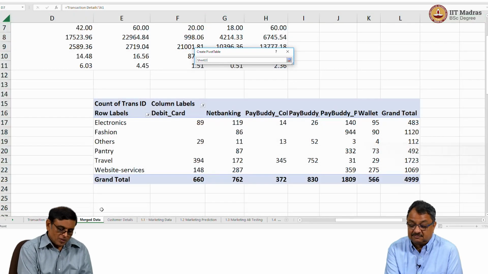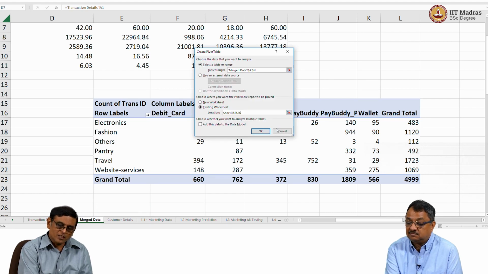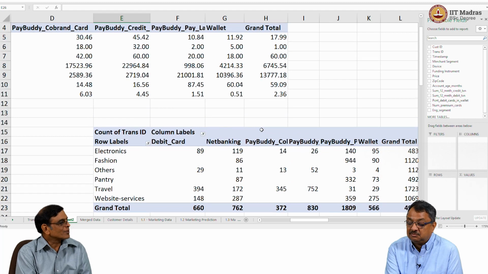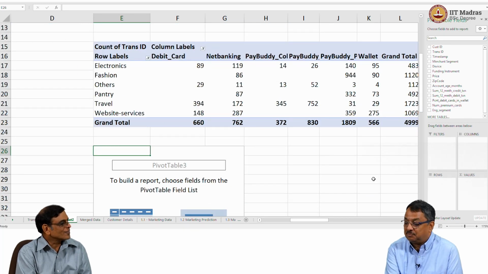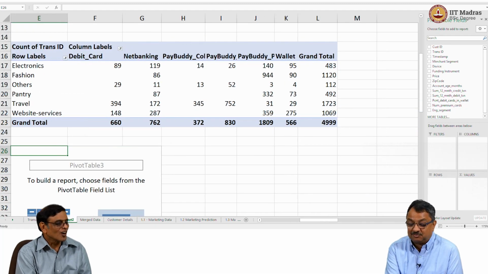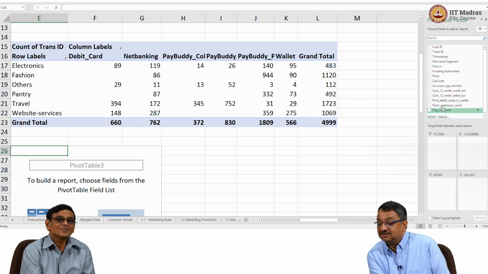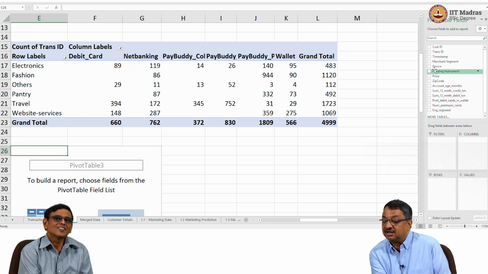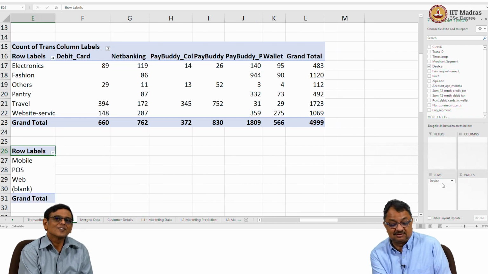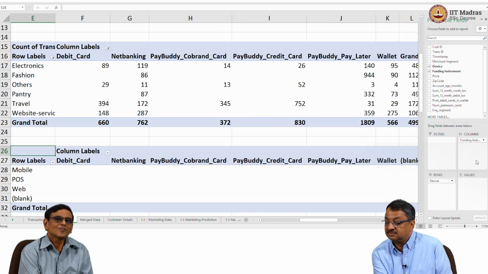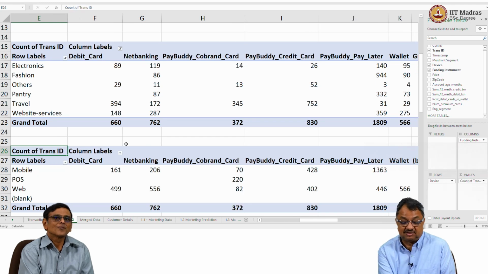So what is the assumption? The thing is that you'll use more credit card on your laptop, and you're likely to use more phone on the wallet. Possibly, right? You probably want to use something that is very convenient on your phone. What was that called? Device, right? Device. And this was called instrument. And then count of transaction.